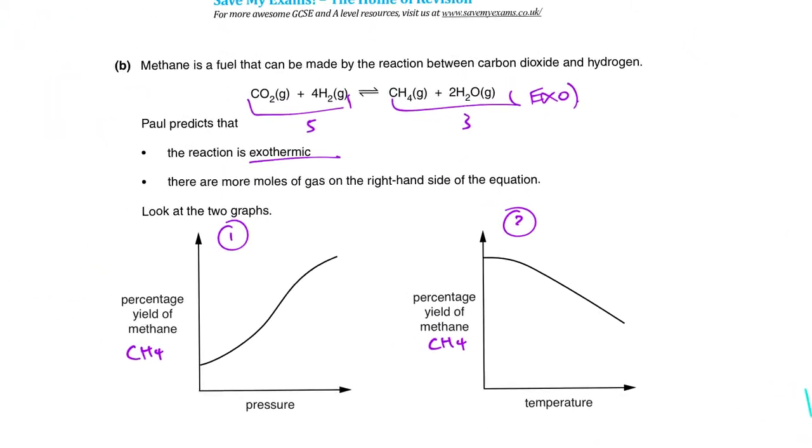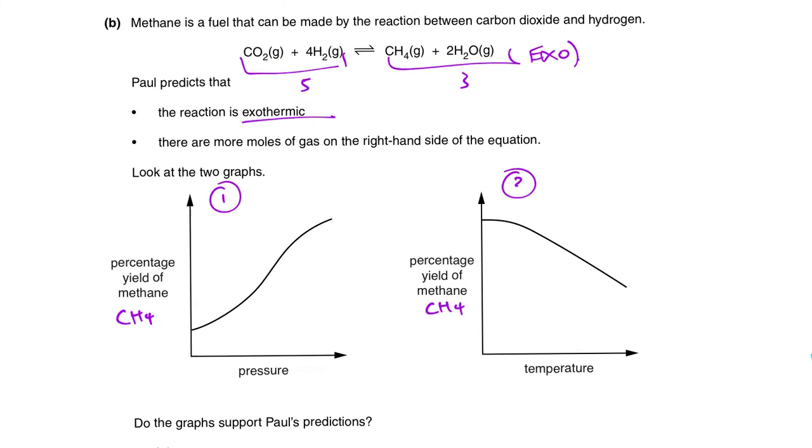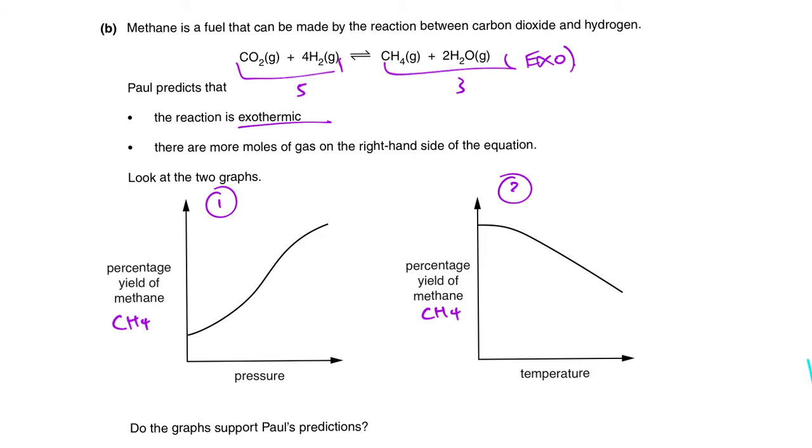Now, I've got this one. I've got my workings all up ready for you, so we can talk through. So methane is a fuel made by the reaction between carbon dioxide and hydrogen. Paul predicts that the reaction is exothermic and that there are more moles on the right-hand side of the equation. Okay, so what we're going to talk about now is whether Paul is correct, and we've got some graphs for this. So our task here then is to look at these graphs and work out, is Paul correct or not?